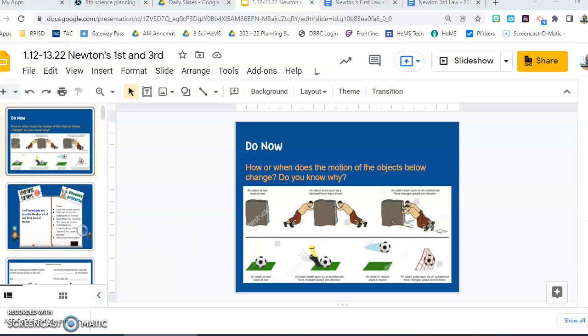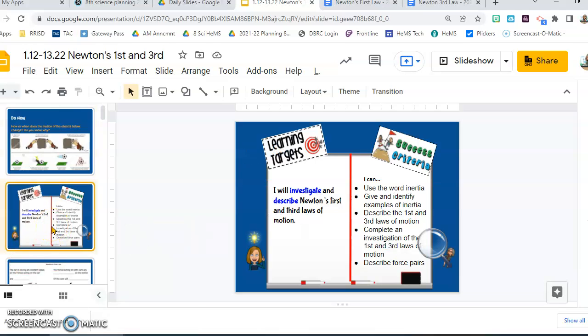Let's take a look at that some more as we talk about our learning targets. We're going to investigate and describe Newton's first and third laws of motion. I can use the word inertia. I can give and identify examples of inertia. I can describe the first and third laws of motion. And I can complete an investigation of the first and third laws of motion. And we're going to describe force pairs, and that's pretty easy. It's the way the force is pushing on the object.